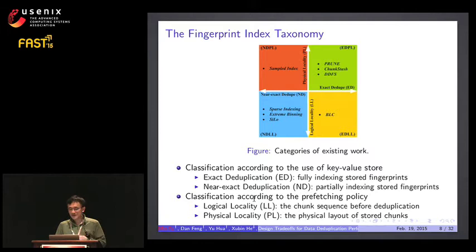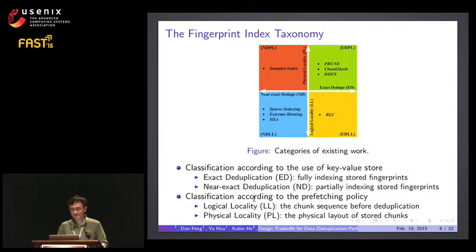In exact deduplication, we index all fingerprints in the system in the key value store, and we try to eliminate all duplicated chunks. The near exact deduplication uses some sampling methods to partially index the fingerprints to reduce the size of the key-value store. And based on the prefetching policy, we have logical locality and physical locality. The logical locality is the chunk sequence before deduplication, which is preserved in recipes. And the physical locality is the physical layout of stored chunks, which can be considered as the fingerprint sequence after deduplication, which is preserved in containers.